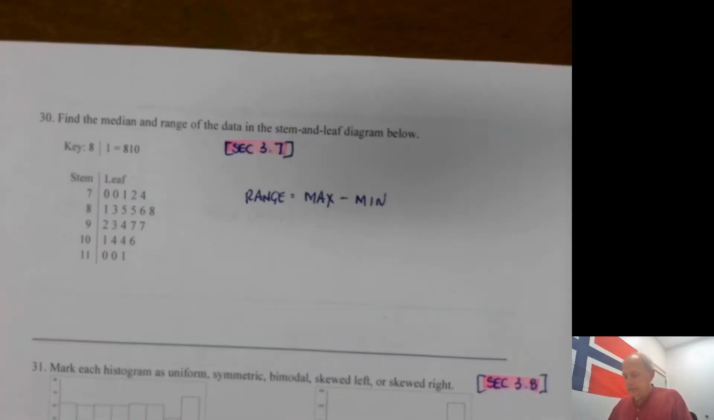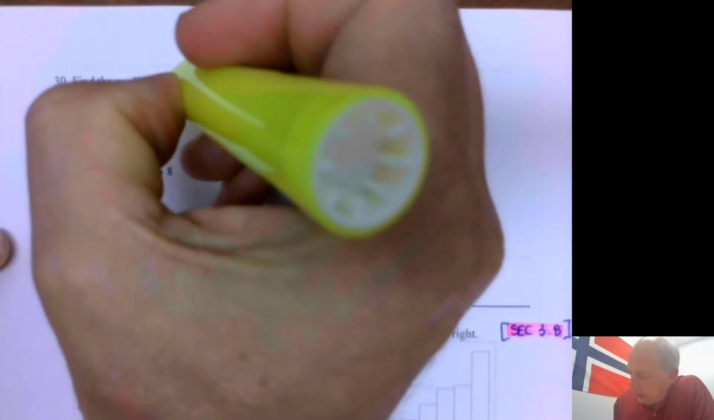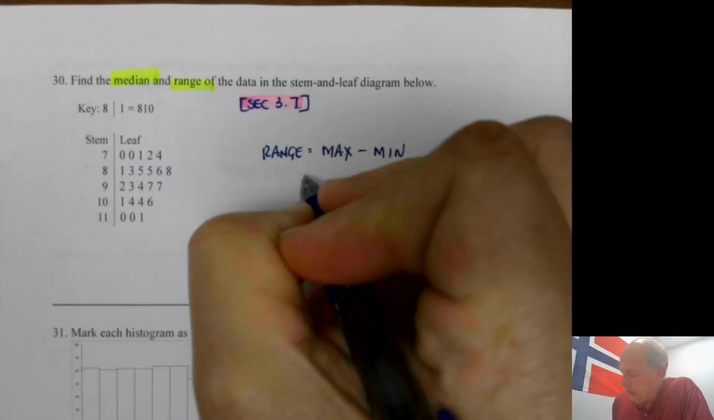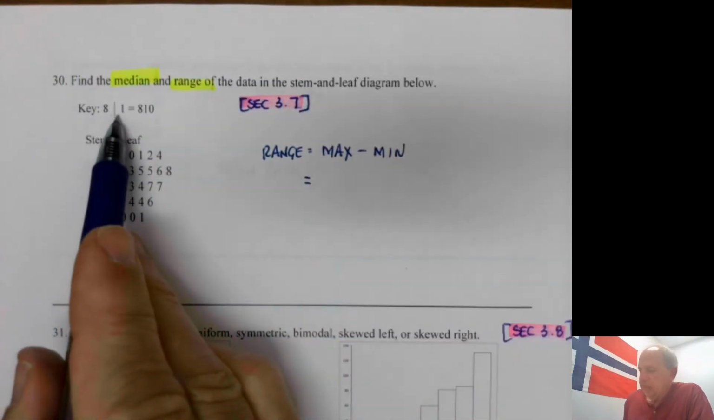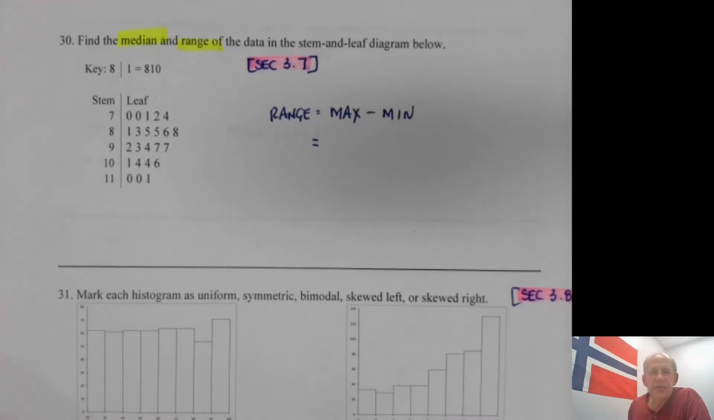Number 30, let's find the median and range of this data set for a stem and leaf diagram. Let's start with the range because the range is going to be a little bit easier. This is a little tricky with reading these values. 8 bar 1 is 810 as my key, sort of as a sample.